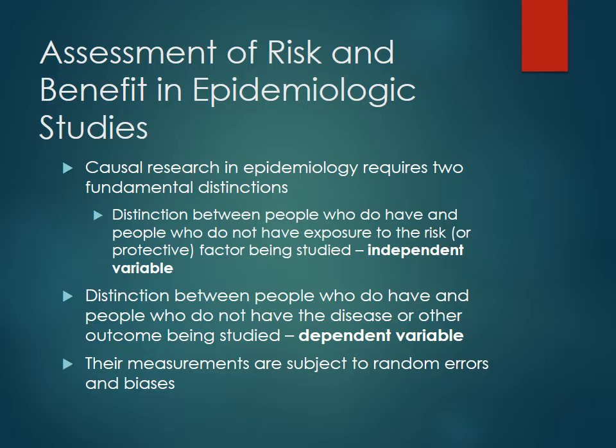Then the distinction between people who do have and people who do not have a disease or other outcome being studied would be the dependent variable, right? So we're looking at these risk factors as independent. I'm saying, okay, these people smoked, these people didn't smoke, and then the dependent variable is going to be, did they get lung cancer or not? And then these measurements are going to be subject to random errors and biases, as we've already mentioned before.